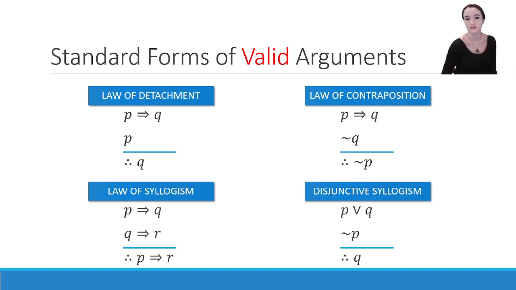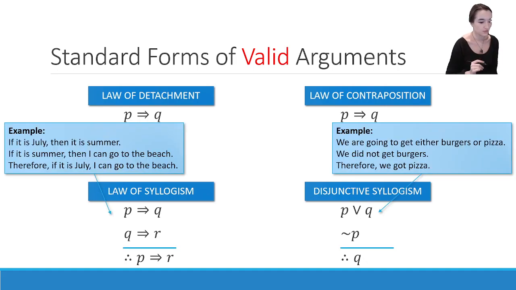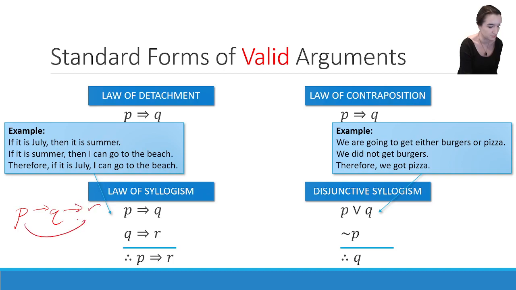So let's see examples of the next two valid argument forms. We've seen examples of the law of detachment and the law of contraposition. This law of syllogism, we have if P then Q, if Q then R, therefore if P then R. So if one thing implies the next and that implies a third thing, then the first implies the third. So, for example, if it is July, then it is summer. If it is summer, then I can go to the beach. Therefore, if it is July, I can go to the beach. So my P was, it's July, my Q is, it's summer, my R is, I can go to the beach, and this makes sense. July gives me summer gives me beach, so July gives me beach. We just sort of skipped the middle part, right? Think of it as we're going P, Q, R, and then we just skip over Q to get directly from P to R. That's the law of syllogism.